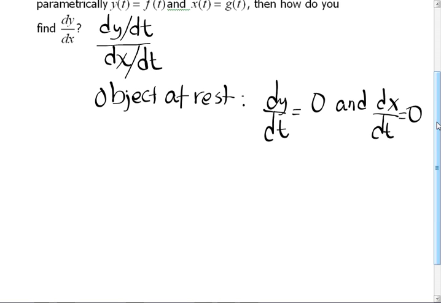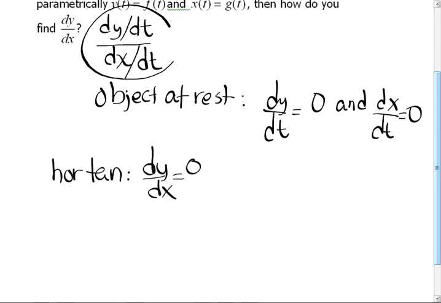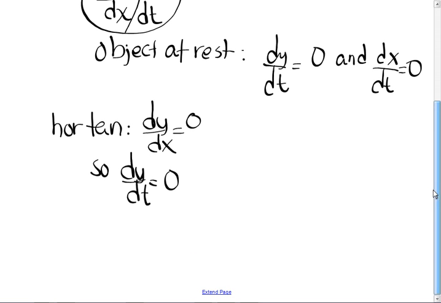How do you know there's a horizontal tangent? Generally, how do you know there's a horizontal tangent? Dy dx is what? 0. Well, when is this fraction here 0? So dy dt is equal to 0. And by the way, you get points for saying those things. You get a point for saying dy dt is 0 without even being able to solve it correctly, which is kind of nice.